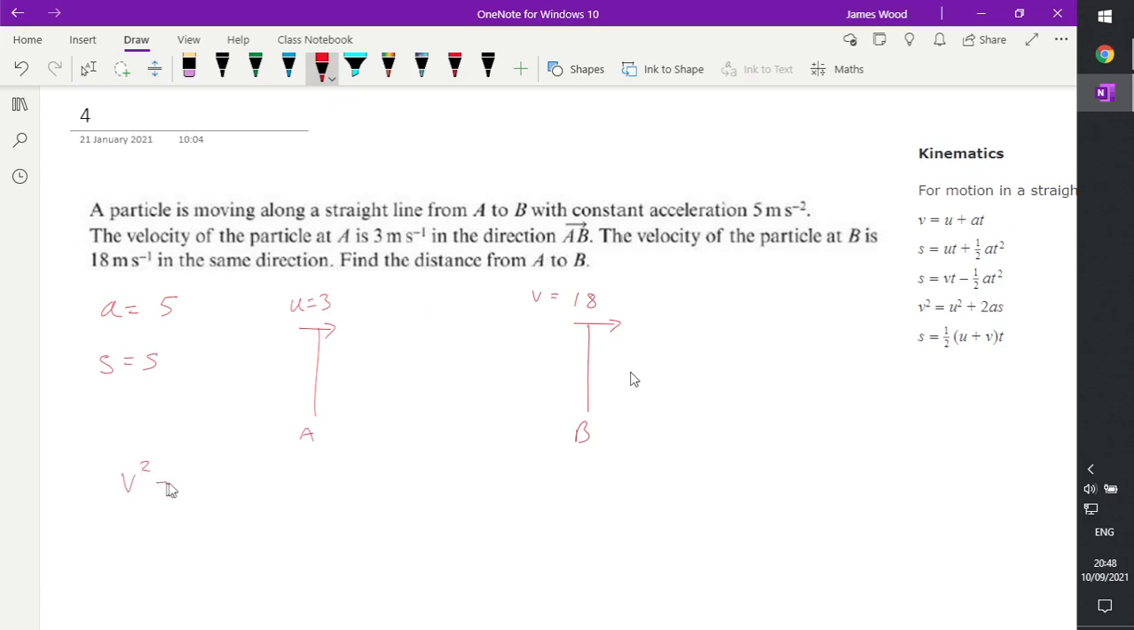So V squared equals U squared plus 2AS. And put the numbers in. Sorry that my 5s and S's look similar. Right, 18 squared minus 3 squared, divided by 2, divided by 5. So S is 31.5 meters. There we go. So sometimes just a little simple diagram like that can help you think about it too.